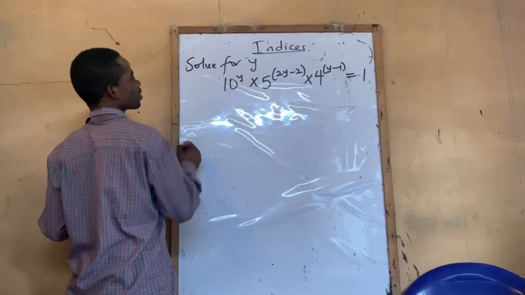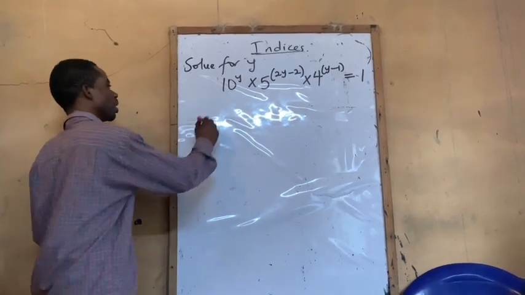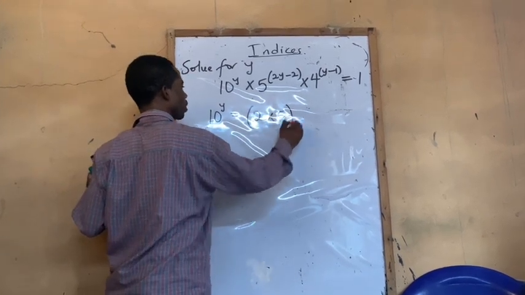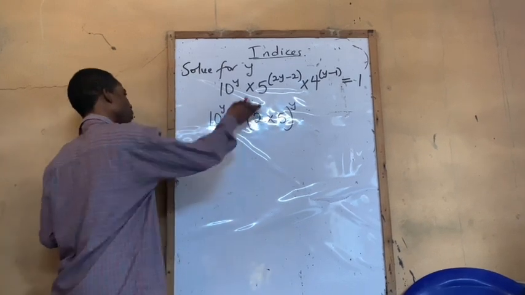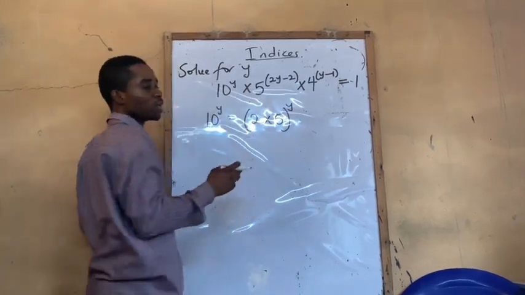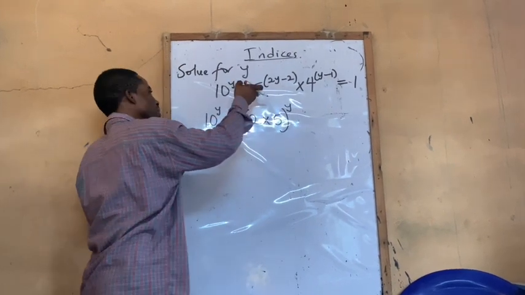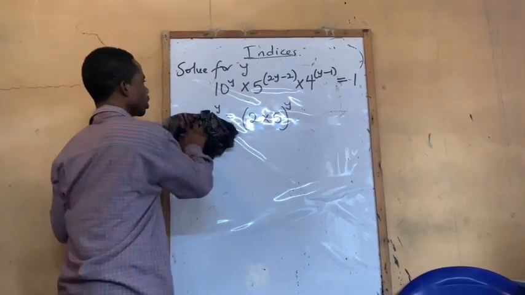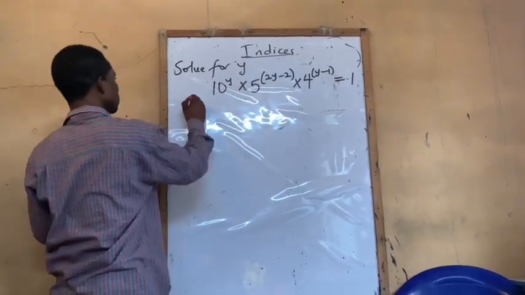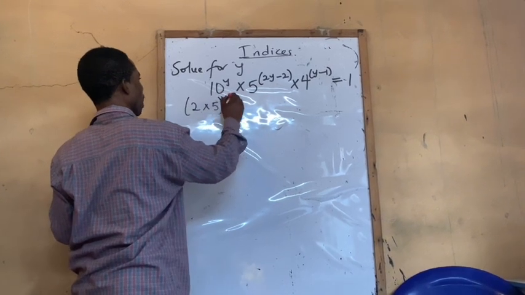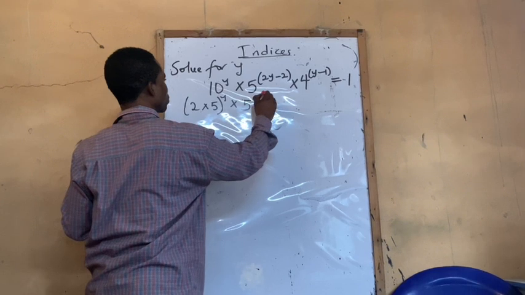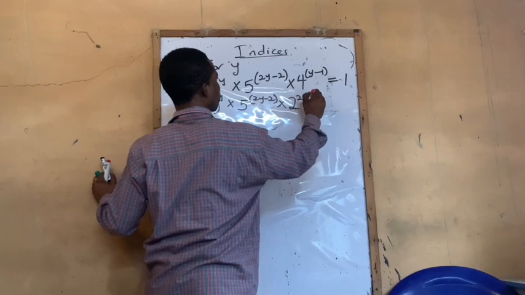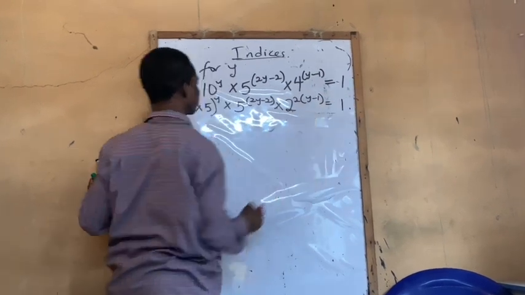Okay, so this guy will be 10. Like I said earlier, 10 raised to power y can also become 2 times 5 all raised to power y, because I want to target the 5 and the 4, because actually I will turn this one to 2 raised to power 2. So I'm trying to target this and this. So I have to split this guy in this sense. So that means this is 2 times 5 raised to power y times 5 raised to power 2y minus 2 times 2 raised to power 2 into y minus 1 equals 1.